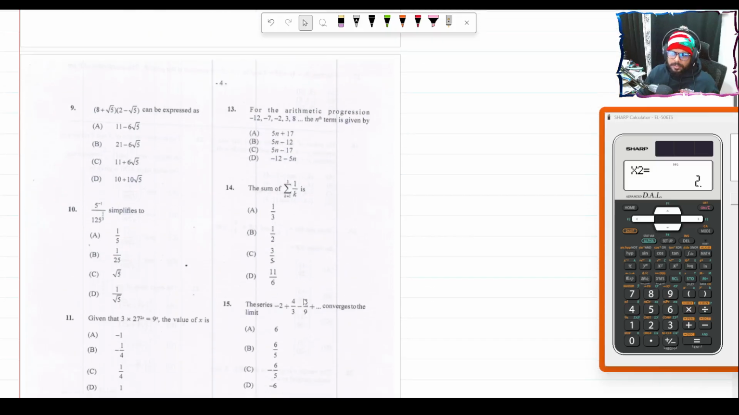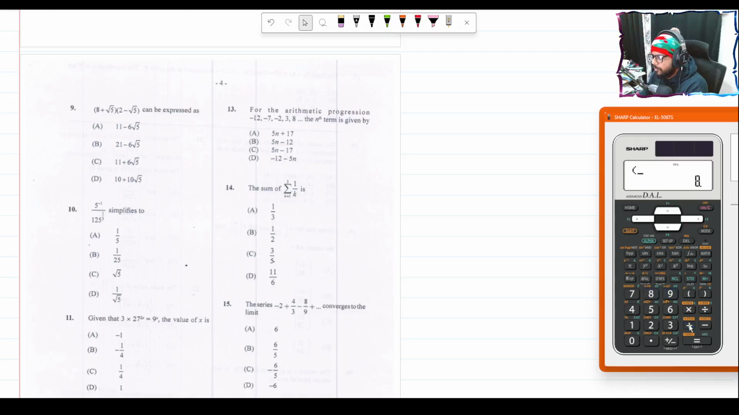This can be expressed as, again, you could go ahead and cheat for this question here. You could plug this in your calculator. 8 root 5 in brackets. 8 plus root 5 multiplied by 2 take away root 5. Oh good lord. Make sure to press back home to reset your calculator to perform regular operations.